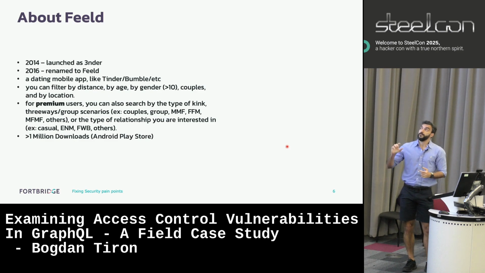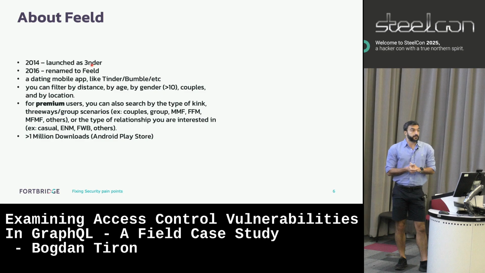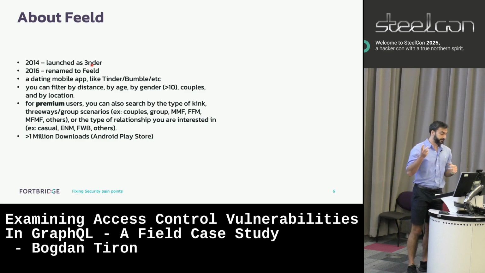So we will be talking about Field-D. What is Field-D? This mobile app started in 2014 under the name of Trender. Trender and Tinder sound alike. In 2016, they were forced to rename their mobile app to Field-D, because of the naming conflict, I believe, Trender, Tinder.